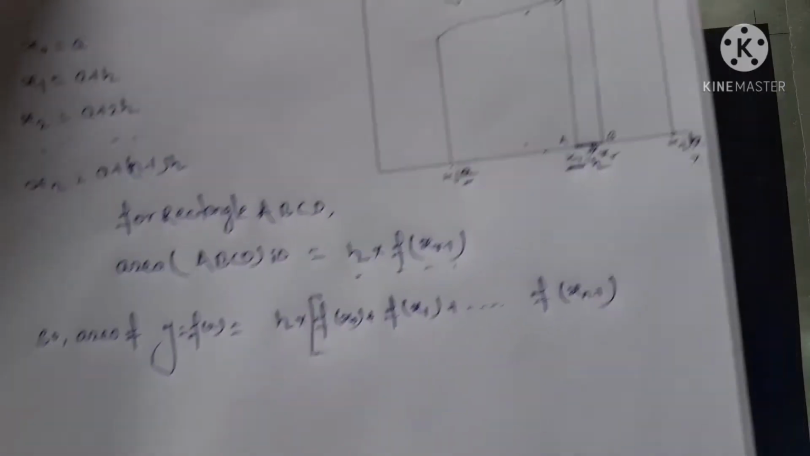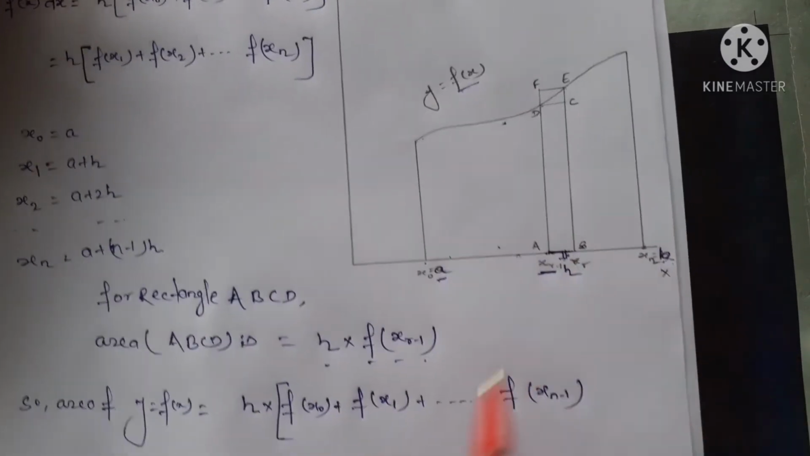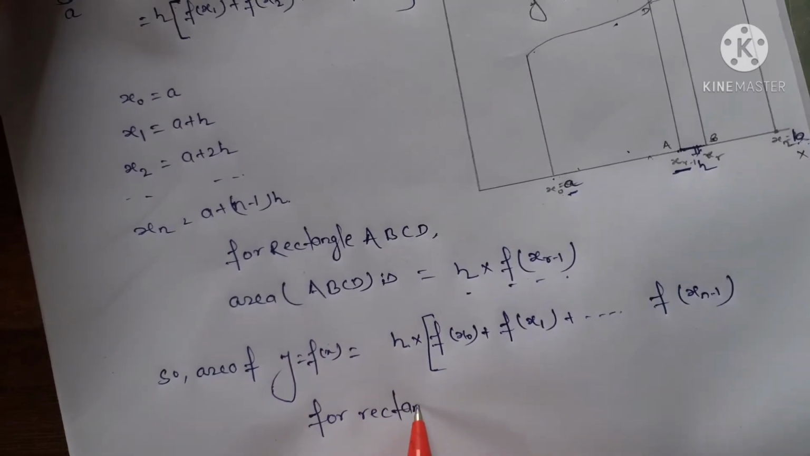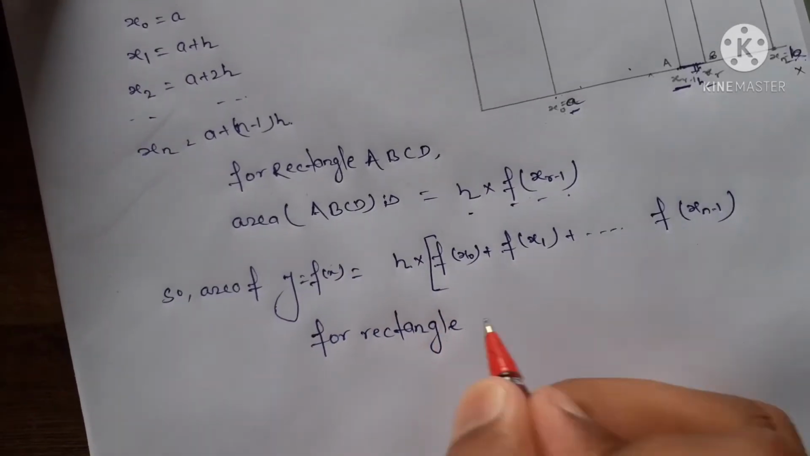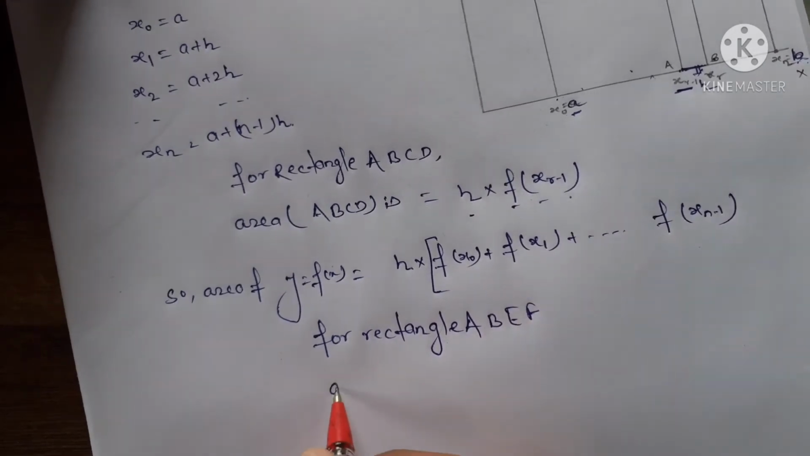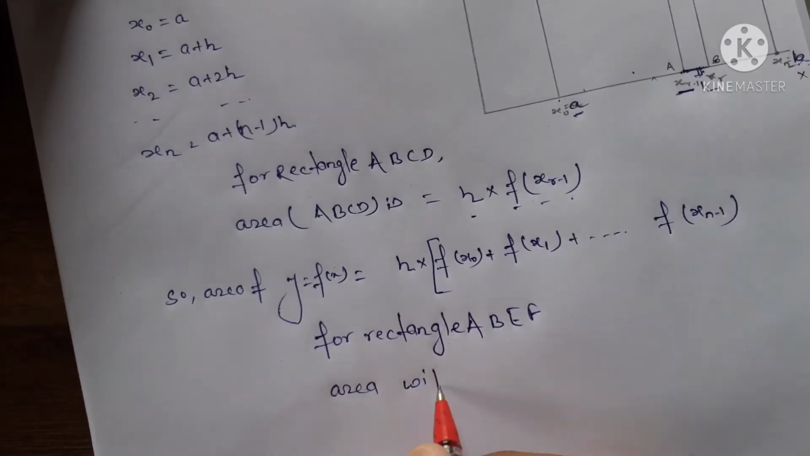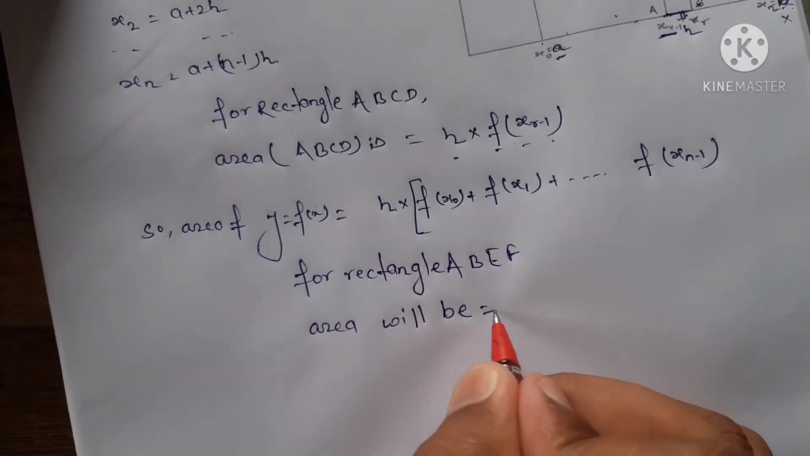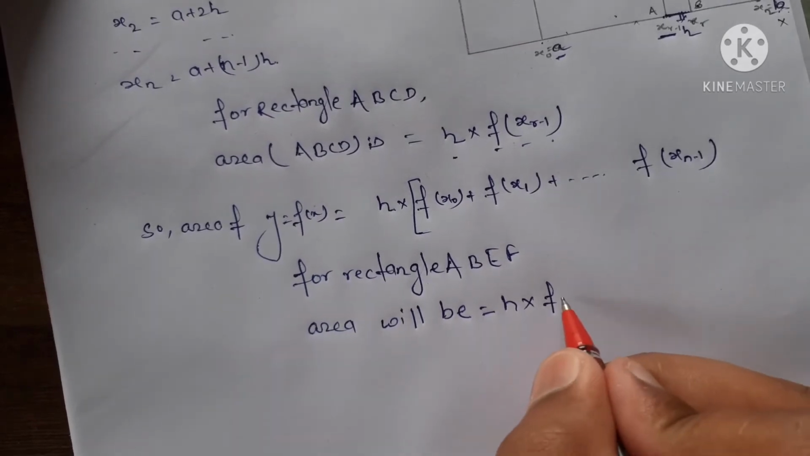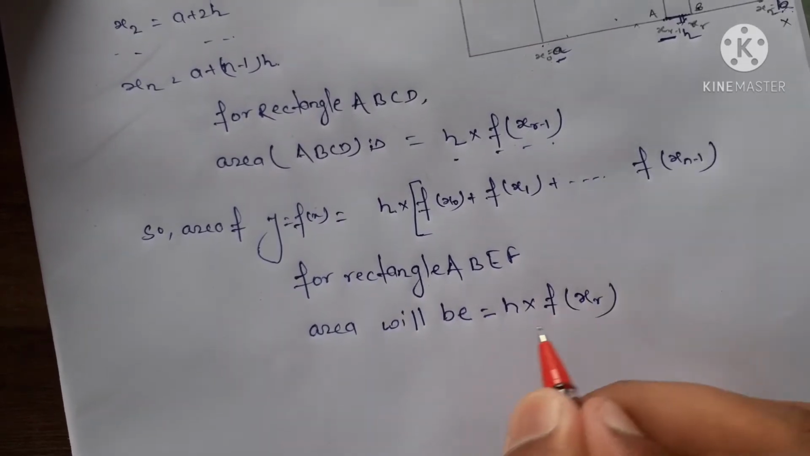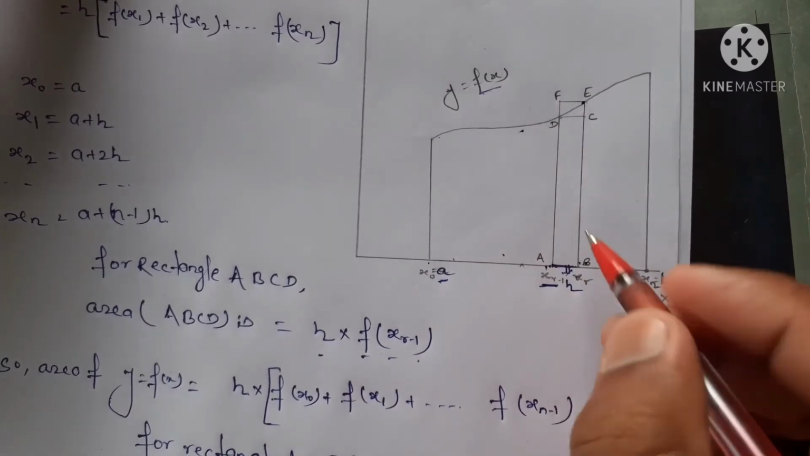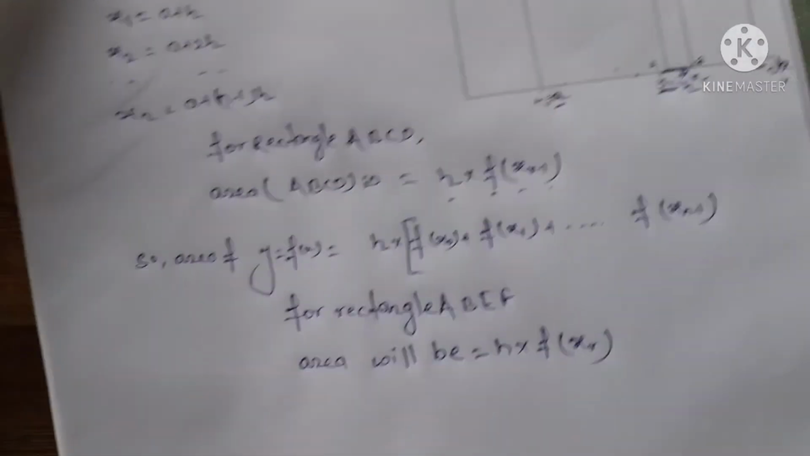And if we consider the rectangle ABEF, the area will be h into f of xr. f of xr will give the value of EB or FA.